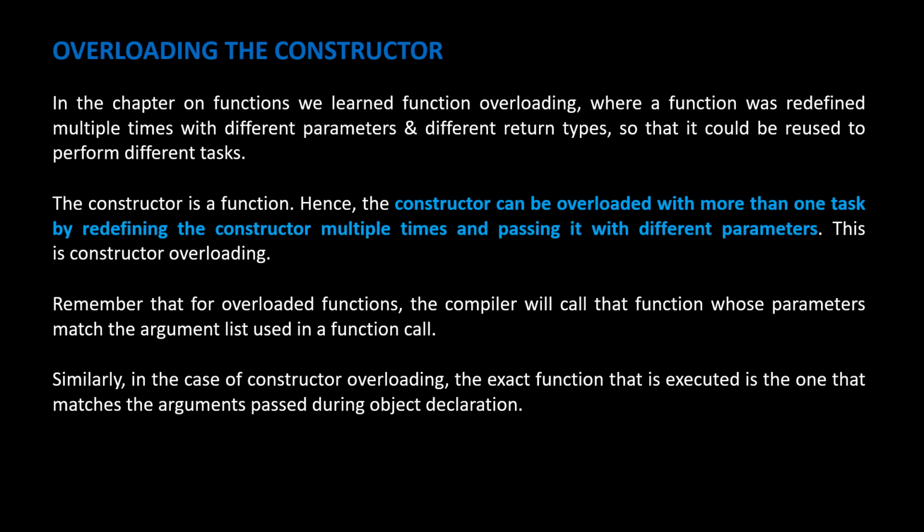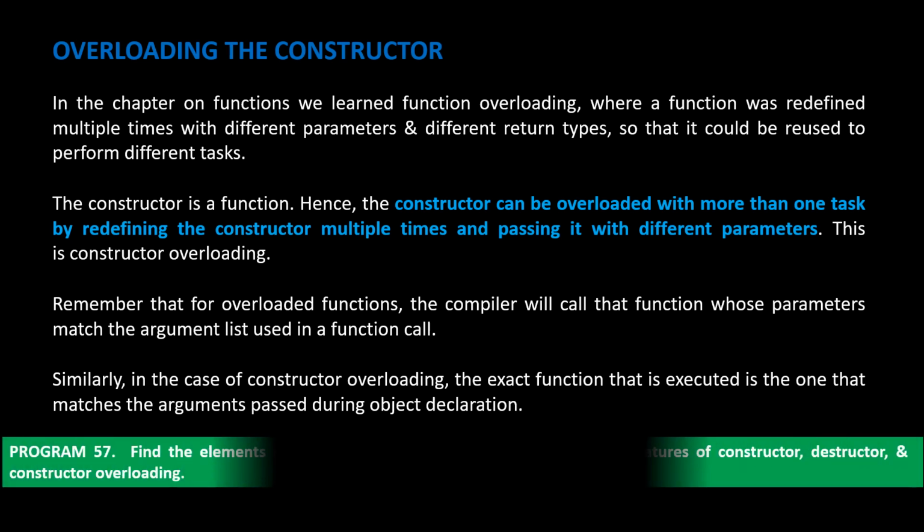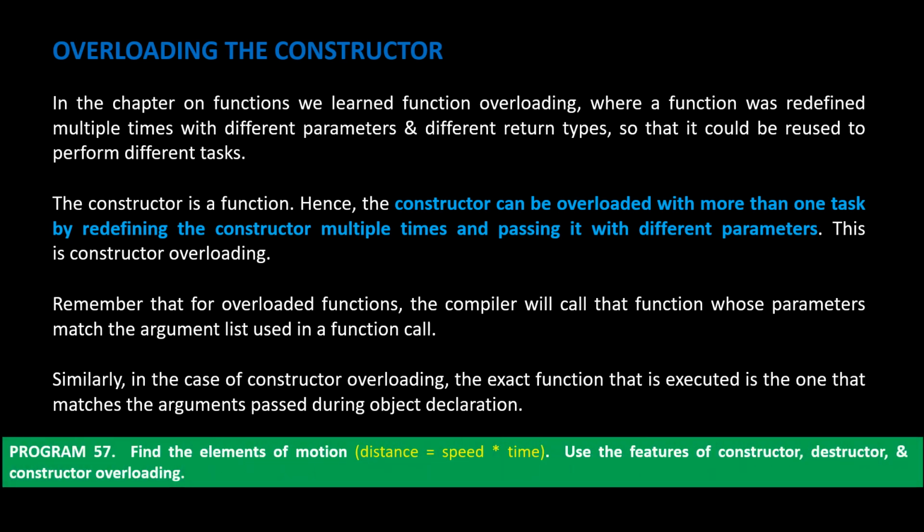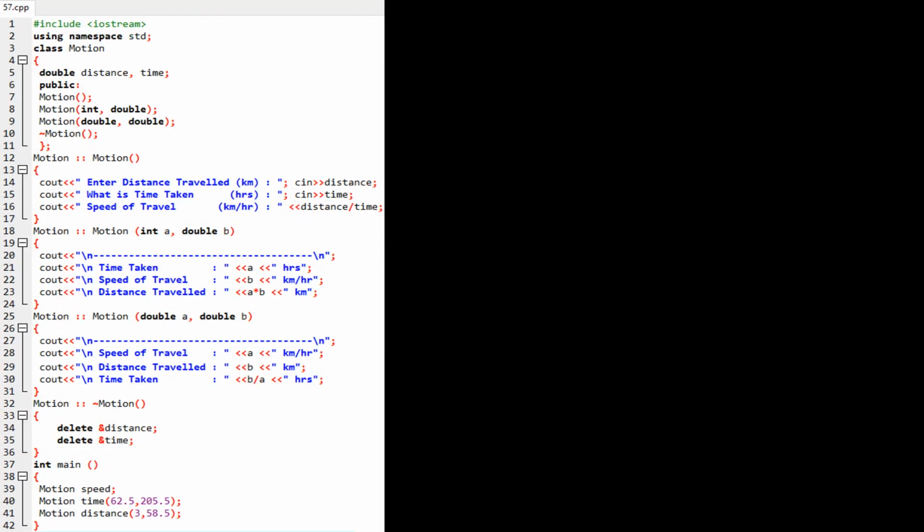Let's now write a program and get a better idea of how constructors and destructors work. The requirement is to find the elements of motion based on the general formula, distance equals speed multiplied by time. Use the features of constructor, destructor, and constructor overloading. So here is the program code, and this is the class named motion.